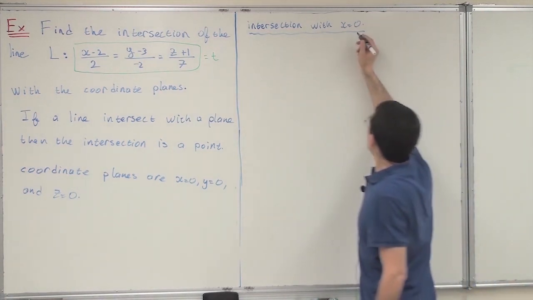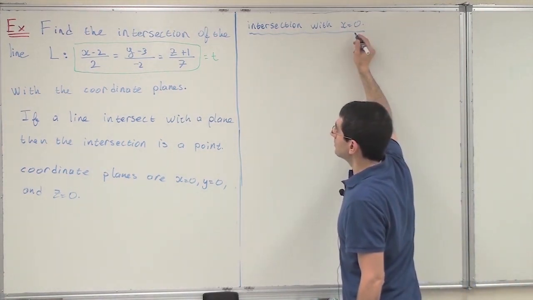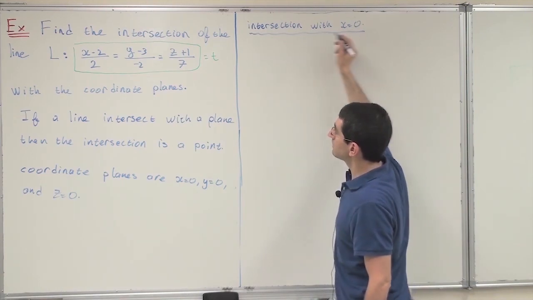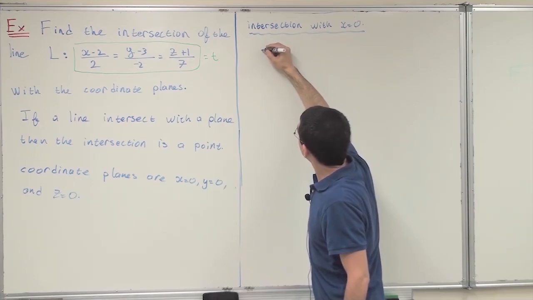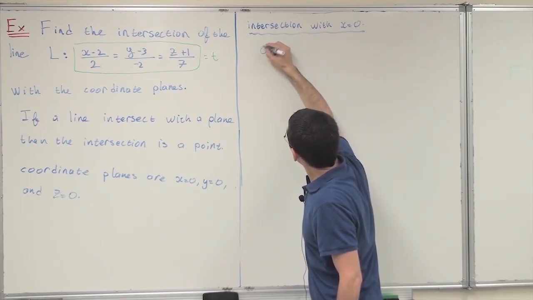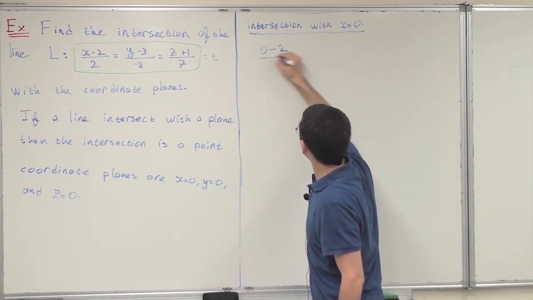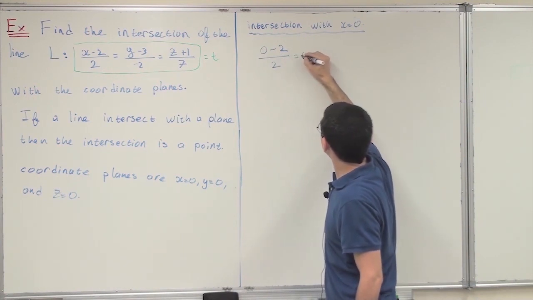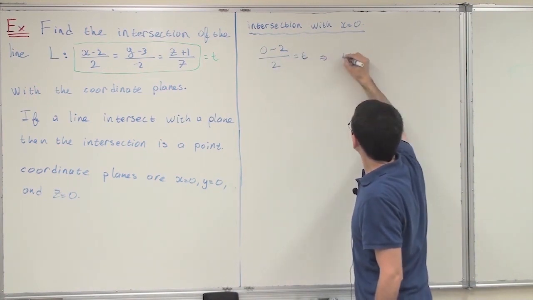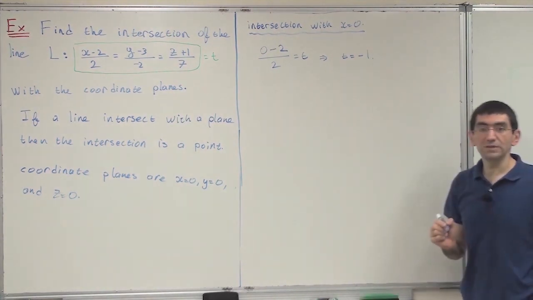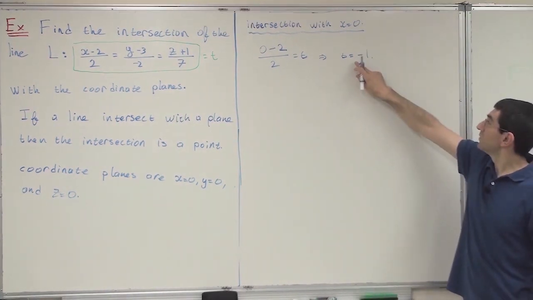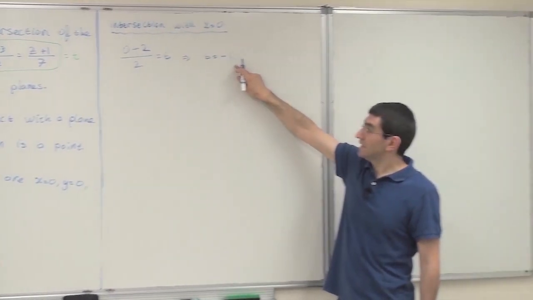So, I know that x equals 0. That's the equation of the plane. I plug that in the equation: (0 minus 2) over 2 is equal to t. So I find that at the time of intersection, the value of the parameter is -1.